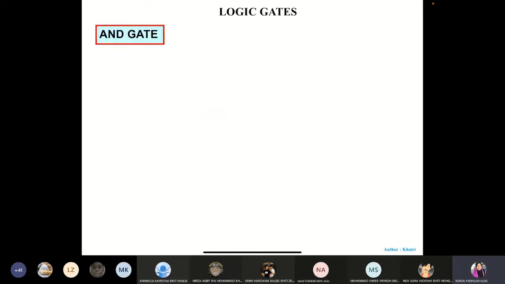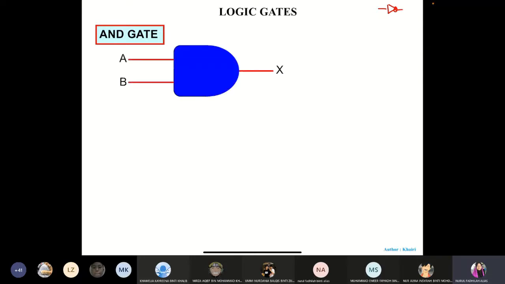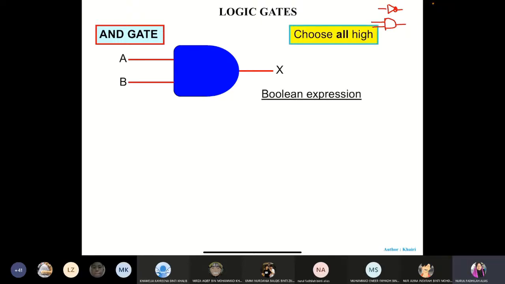Now next we have the AND gate. Earlier we looked at this symbol, that's NOT. And now we look at AND. The symbol is a big D, capital D, with 2 inputs, 1 output. Alright, so now how about the Boolean expression?